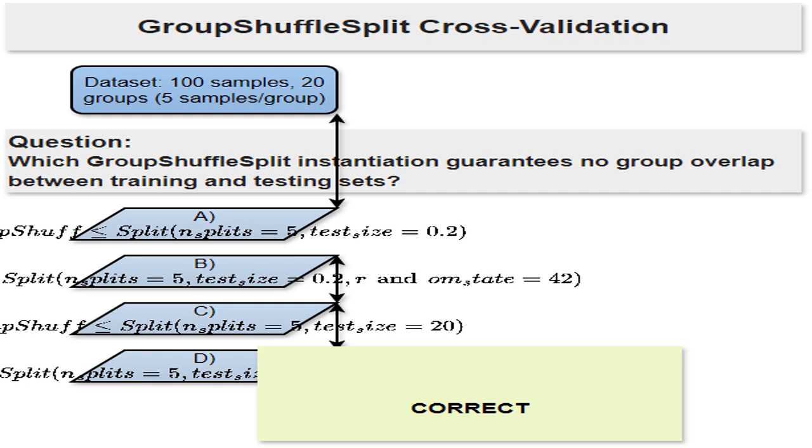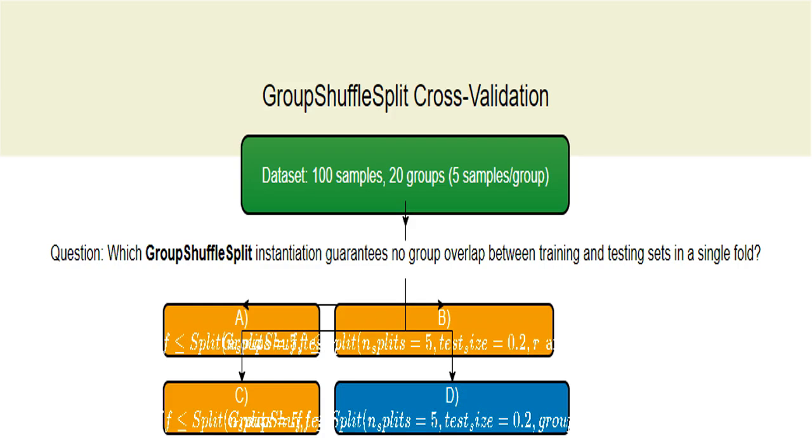So GroupShuffleSplit can maintain group integrity. This guarantees that samples from the same group are never split between the training and testing sets within the same fold. This line introduces the core concept, using GroupShuffleSplit for cross-validation. Cross-validation is a technique to evaluate a machine learning model's performance by splitting the data into multiple subsets, folds, training on some and testing on others.